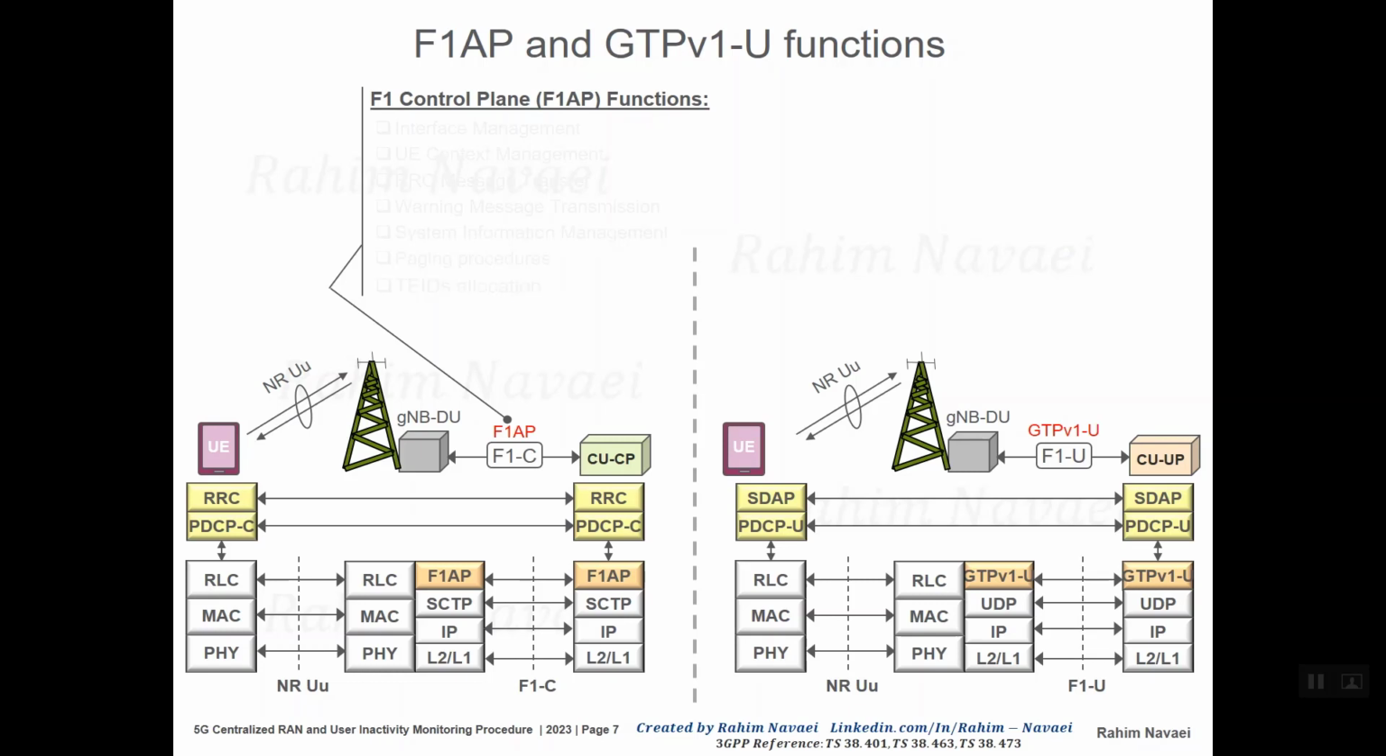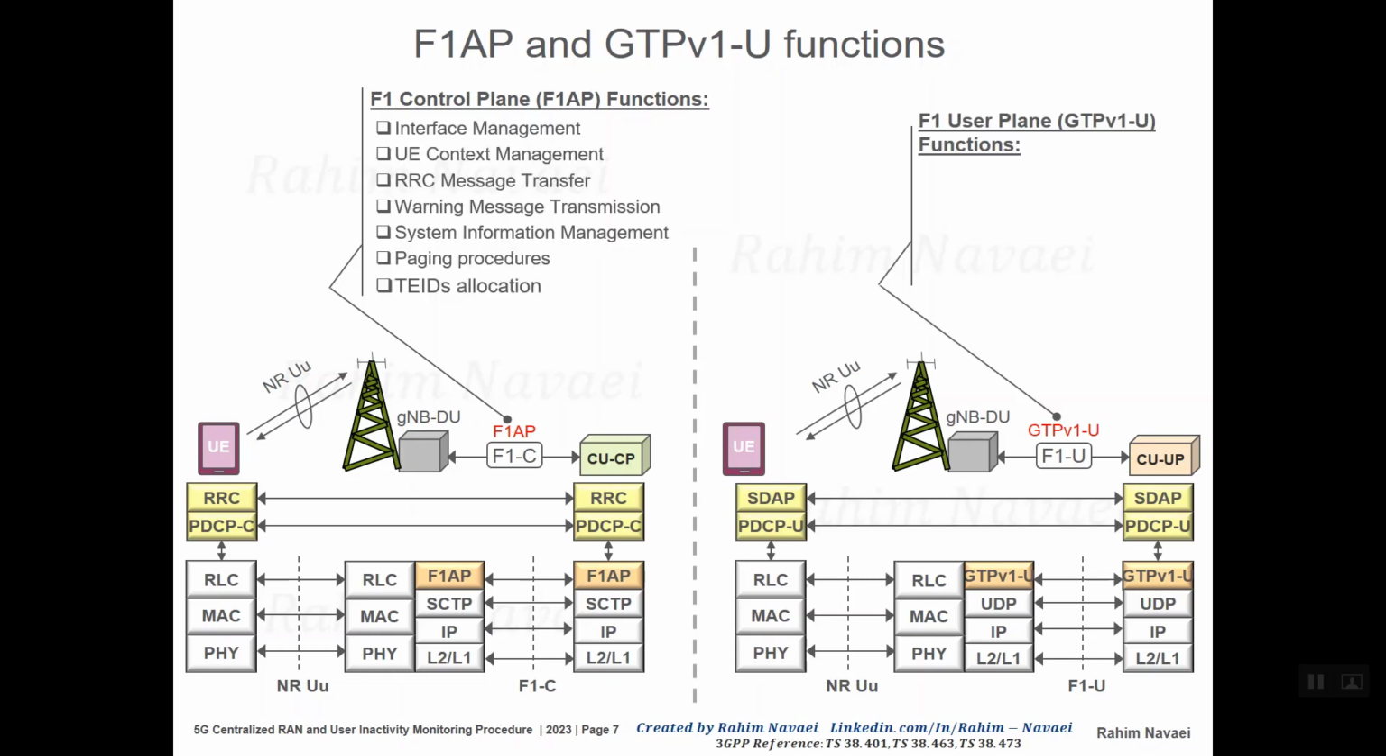The main function of GTP version 1 user plane, we can see here: user data transfer and an NR user plane protocol for flow control. To support an NR user plane protocol, an extension as a RAN container is added to the GTP V1 user plane header. So by this way, there is a possibility to support an NR user plane protocol, especially for flow control.